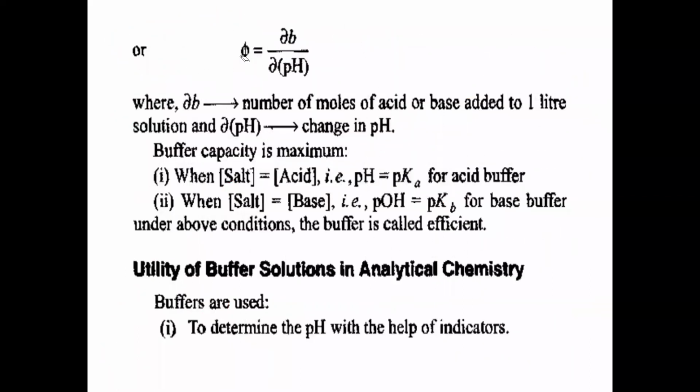Next one. Here, what is phi? Phi is equal to dou B by dou pH, or delta B by delta pH. Now, generally, delta, the triangle, indicates a very large change. Small d is a small change. Dou is a very small change.